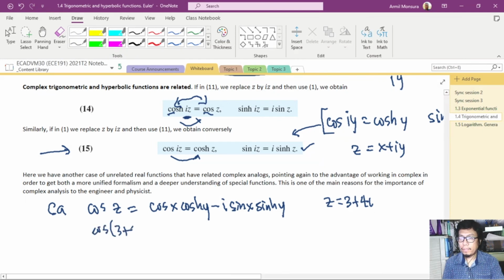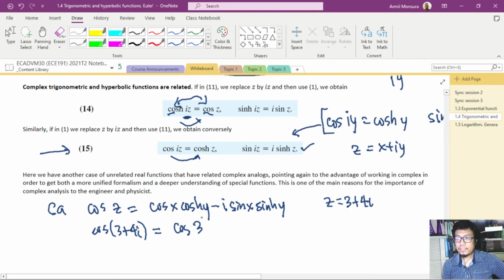cosine of 3 plus 4i equals cosine of 3. Okay, and this is in radians, okay? So remember that at this point, all of the arguments that these trigonometric functions carry are all in radians. Okay, so cosine of 3 here means cosine of 3 radians. For the case of hyperbolic functions, it doesn't matter whether y is a degree or a radian. Okay, it doesn't matter. Again, the argument for hyperbolic cosine can actually take any units.